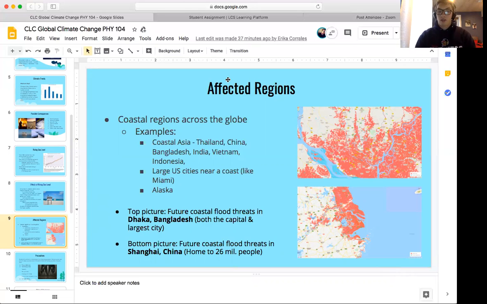And then the top picture above shows future coastal flood threats in Dhaka, Bangladesh, both the capital and largest city. And as you can see, there's a lot of red showing how much it will affect. And the bottom picture shows future coastal flood threats in Shanghai, China, home to 26 million people. And in that red, it will take away all that land.